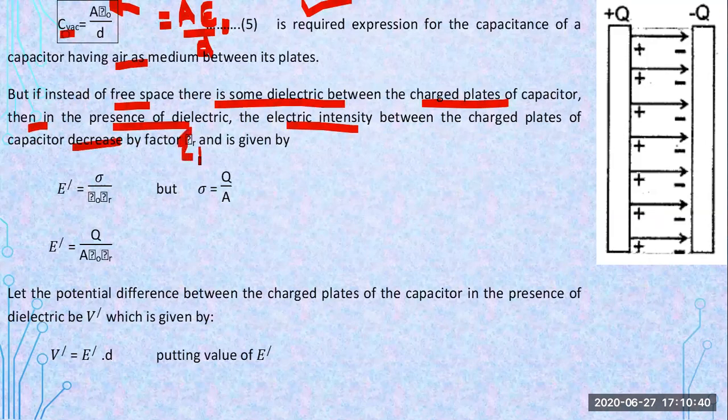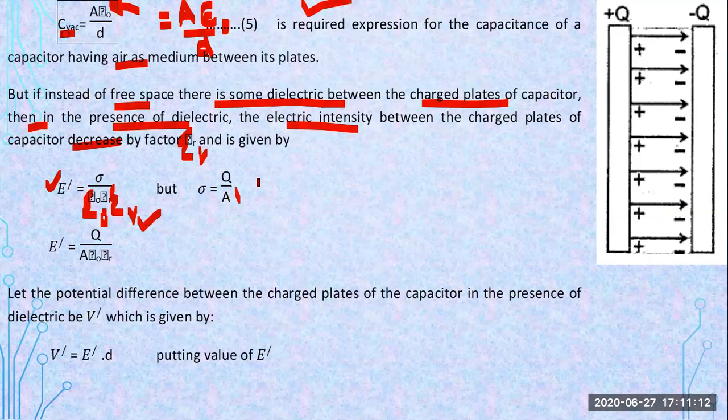It is given by epsilon naught epsilon r. So the electric intensity due to relative permittivity will be sigma, the surface charge density, divided not only by epsilon naught, but by epsilon r times epsilon naught. This is basically the relative permittivity of that medium.